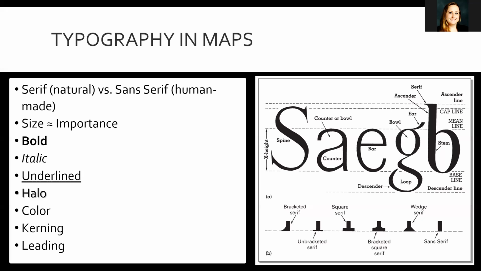Be careful using bold fonts because those also attract your readers to look at those areas. So make sure that bold fonts are used really only when necessary and then to indicate areas of more importance. Italics aren't really used, but if they are, they're generally used to represent natural features. Do not use underlined text in your maps.